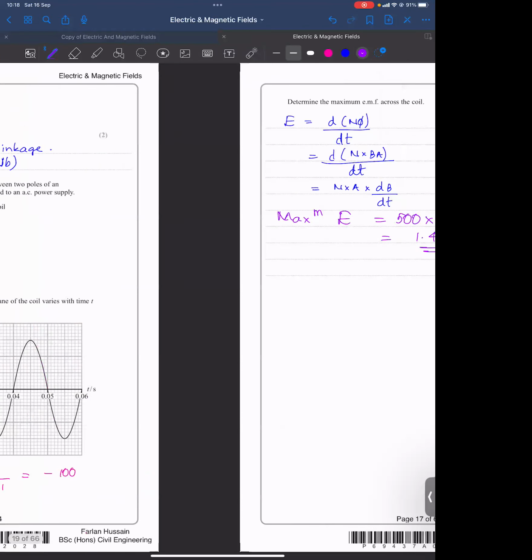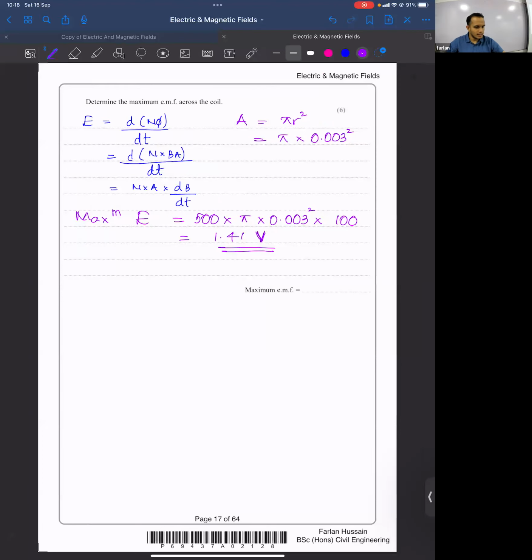So guys, at one of those points where the gradient is maximum, find the gradient and use this, you will get it. Understood. Wait. Make a note for your reference.